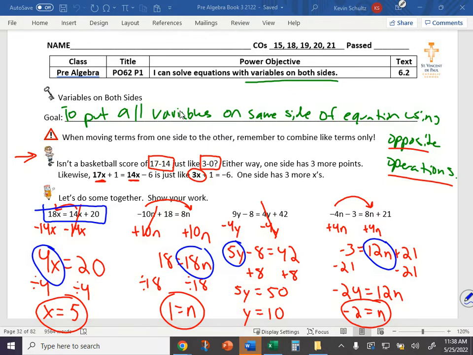So opposite operations works, but you can also look at it and logically think, if I've got 3 more on one side than the other side, that's how many x's or n's or whatever will be left over.